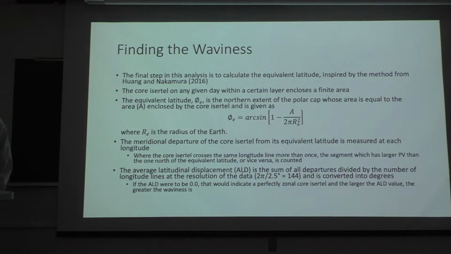The meridional departure of the core isotel from its equivalent latitude is measured at each longitude. Where the core isotel crosses the same longitude more than once, so where it would be particularly wavy, the segment which has a larger PV than the one north of the equivalent latitude, or vice versa, is counted. The average latitudinal displacement, the ALD, is the sum of all departures divided by the number of longitude lines at the resolution of the data and is converted into degrees. If the ALD were 0, that means it is perfectly zonal, and the larger it is, the wavier it is.